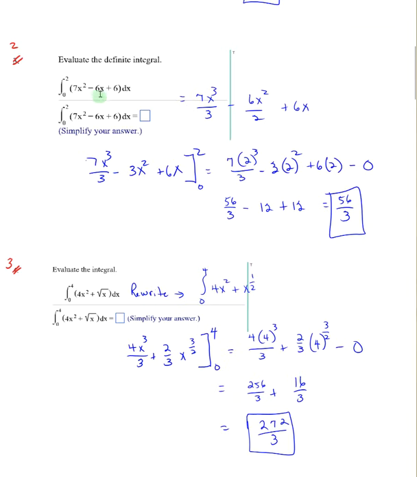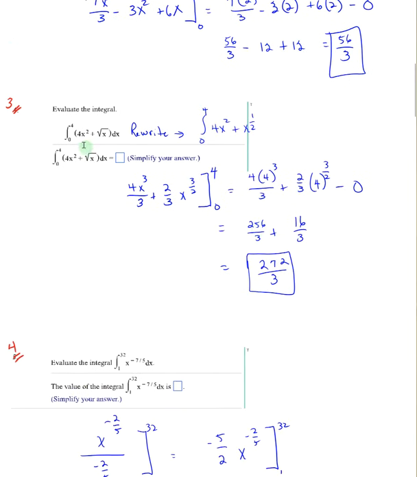Number 2, 7x squared minus 6x plus 6 from 0 to 2. The integral is 7x cubed over 3 minus 6x squared over 2 plus 6x. We're going to evaluate that at 2 and subtract it, evaluate it at 0. When you plug in 0, that's all going to go away. So we just have plugging in 2. And we have 56 thirds minus 12 plus 12. Those cancel. So we have 56 thirds.